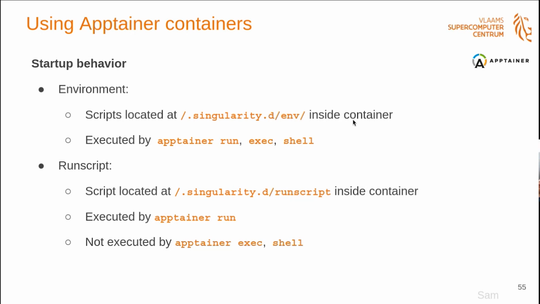.singularity.d/env. Here you have a bunch of scripts that are executed to set up your environment. They set up some environment variables for you, and those will be executed whenever you do Apptainer run, Apptainer exec, or Apptainer shell. Then there's also a run script, located in this location, and that will only be executed when you do Apptainer run. Things that you would put there are, for example, activating a Conda environment to make software available and things like that.